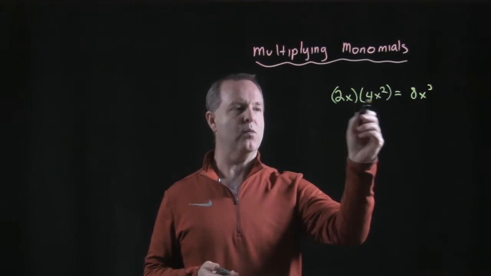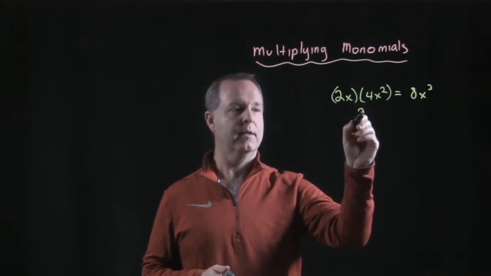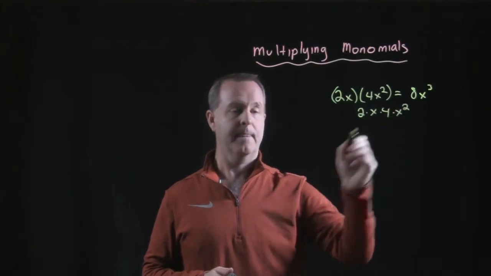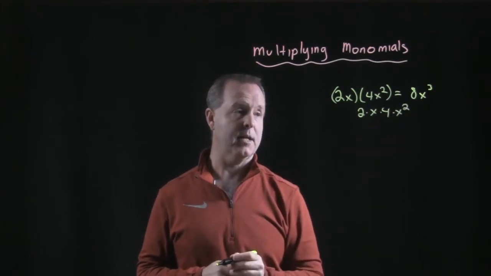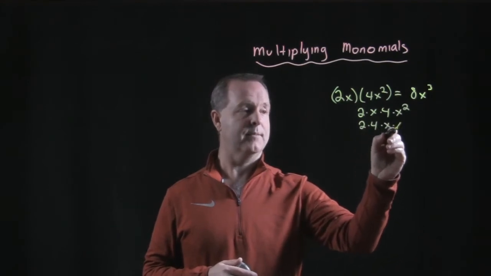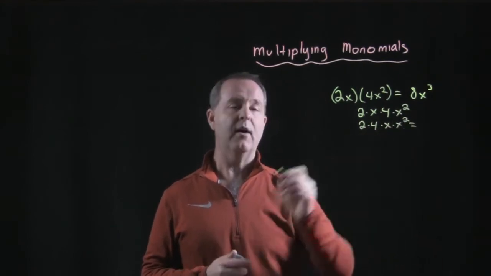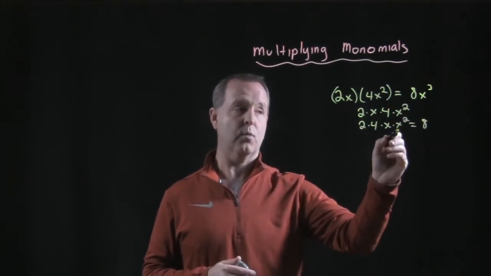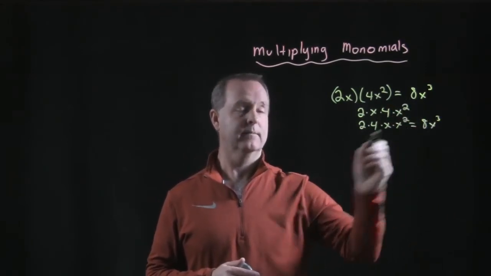Another way we can look at that if you want is we can write these all out. This becomes a 2 times an x times a 4 times an x squared. We can regroup those terms by commutative property. So it becomes 2 times a 4 times x times an x squared. And there I think you can see 2 times 4 is 8, and x times x squared is x cubed.